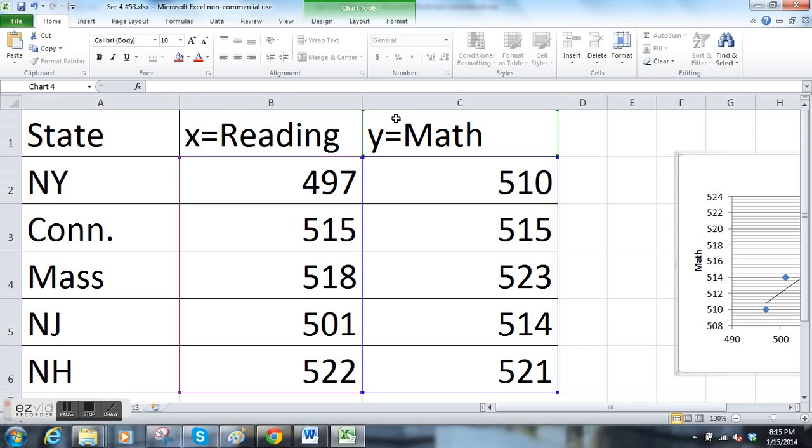But it could have been the other way around. You could have been interested in whether the math scores predicted the reading scores. So this assignment of X and Y is somewhat arbitrary in my opinion. But this is the way they want you to do it.